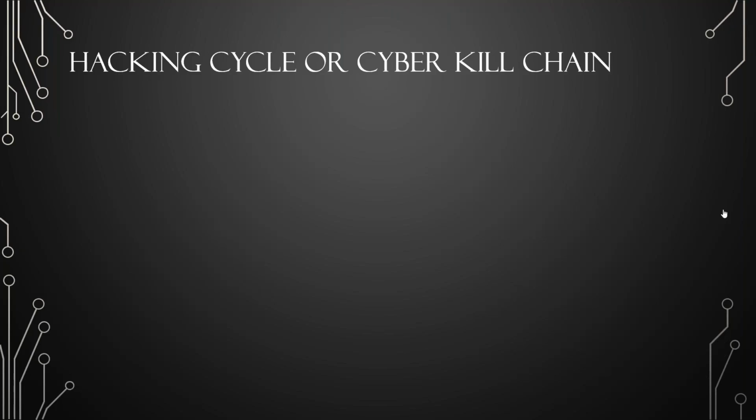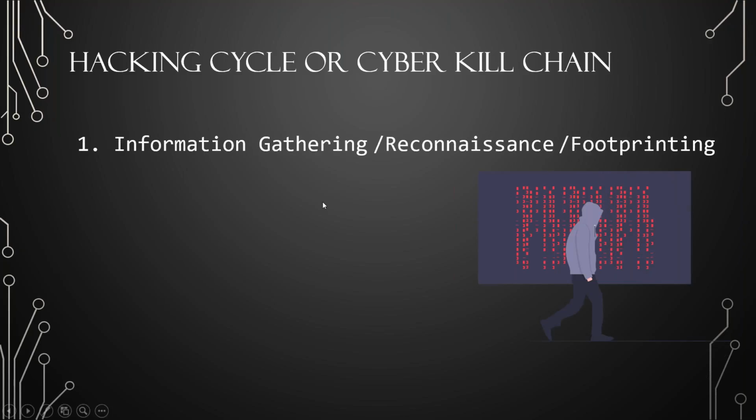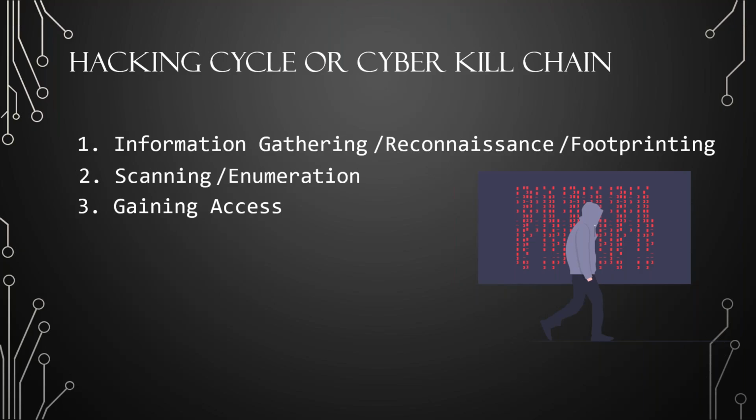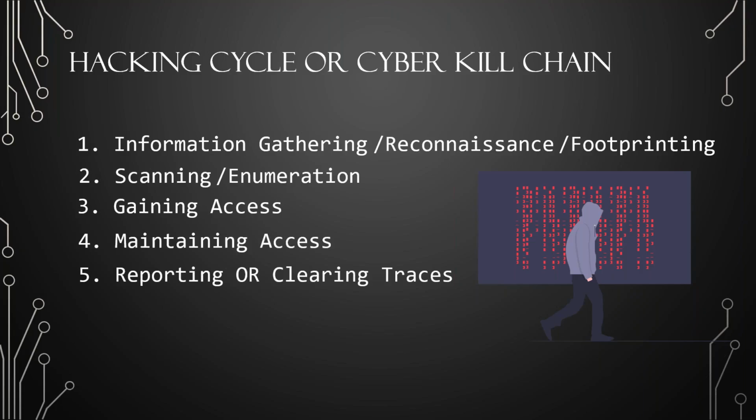Right. Now, let's talk about the hacking cycle, guys, and the main procedure and what steps it contains, because throughout the course, we're going to be working on these steps. Okay. So the first step is called information gathering. It can also be called reconnaissance or footprinting. So these are the names for the first step mentioned by various organizations. Second step is called scanning. It can also be called enumeration. Third step is gaining access. Fourth step is maintaining access. And the last step is reporting or clearing traces.